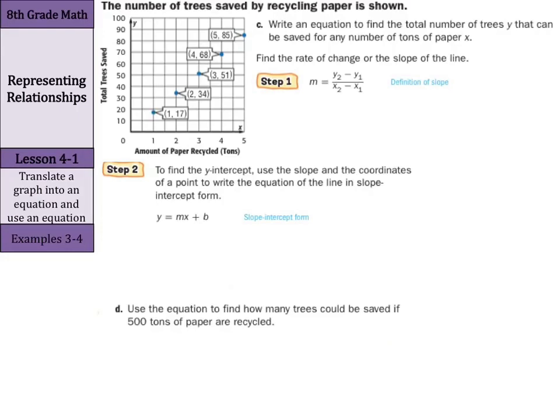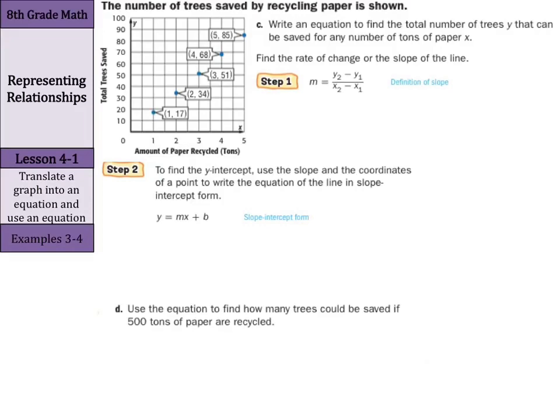Write an equation to find the total number of trees y that can be saved for any number of tons of paper t. Well, our first step here is going to be to find the rate of change, otherwise known as the slope of the line. And there's our slope formula, m equals y2 minus y1 over x2 minus x1. That's our definition of slope.